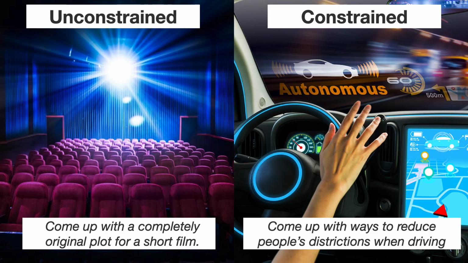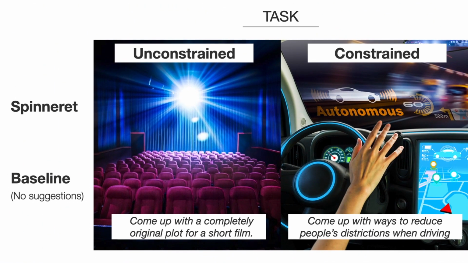To evaluate Spinneret, we conducted a controlled study where we recruited 24 participants and they were asked to create mind maps for two tasks, an unconstrained task and a constrained task. The unconstrained task was to create a completely original plot for a short film. The unconstrained task emulates an open-ended scenario where the goal is to explore novel ideas. In contrast, the constrained task focuses on generating solutions on how to reduce people's distractions when driving. This task is more restrictive as it requires users to create nodes with more apparent relationships to the existing nodes on the mind map.